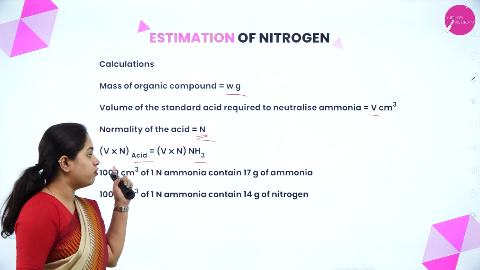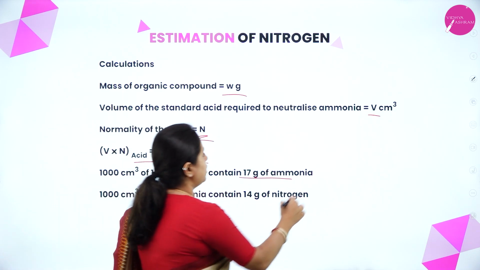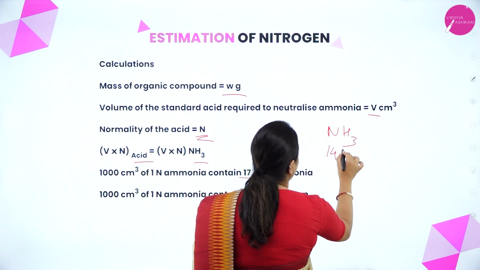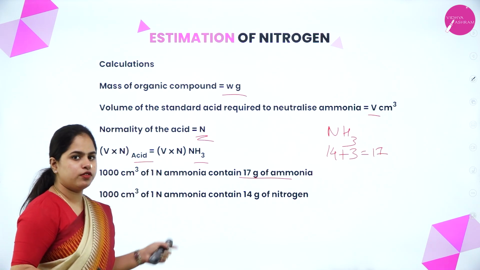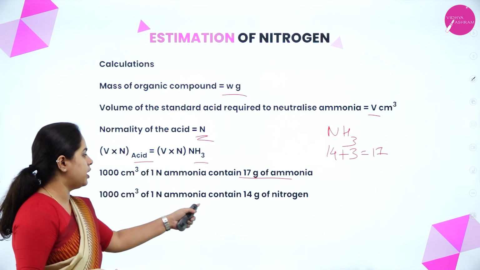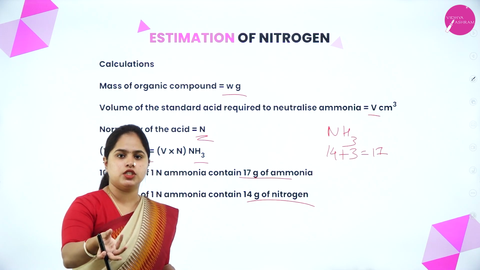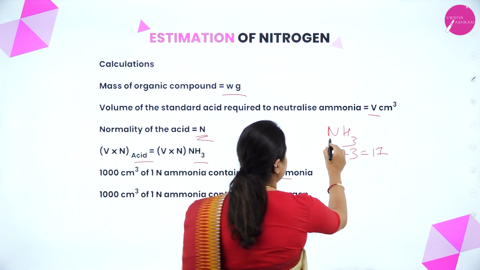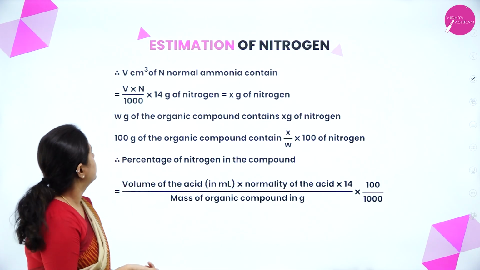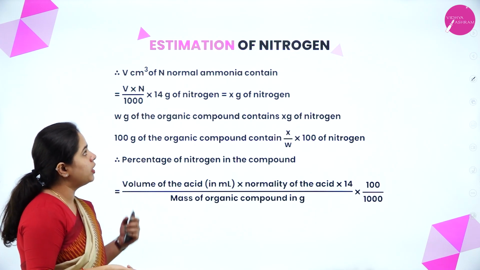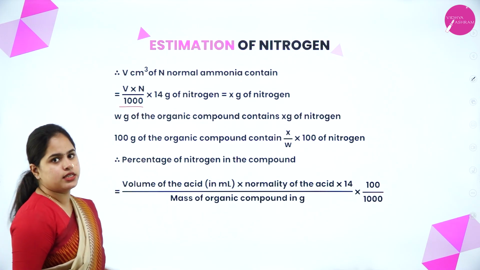So 1000 centimeter cube of one normal ammonia contains 17 gram of ammonia. From where did I get the 17? Ammonia: nitrogen is 14 plus 3 hydrogens, which gives 17 gram of ammonia. Now 1000 centimeter cube, in 1 liter, of one normal ammonia contains 14 gram of nitrogen. So in ammonia, how much nitrogen will be there? Yes, 14 gram. Ammonia total is 17 gram, and the nitrogen in it is 14 gram. So V centimeter cube of N normal ammonia contains V into N by 1000 into 14 gram of nitrogen, which we are considering as X.